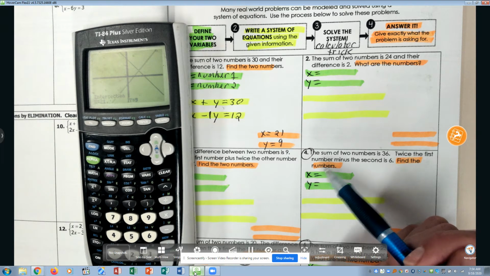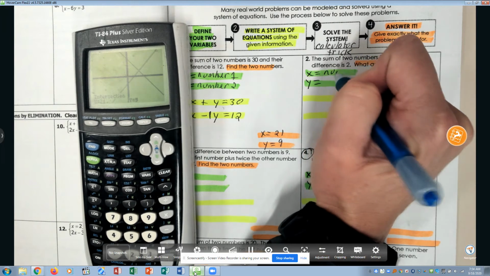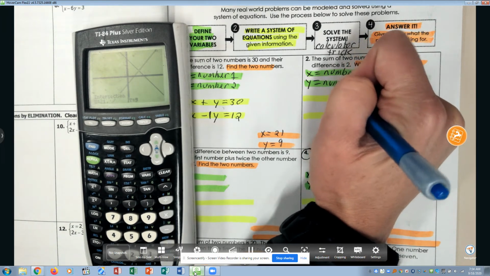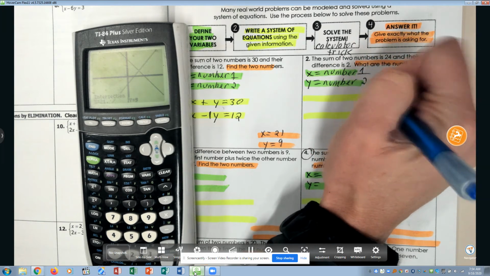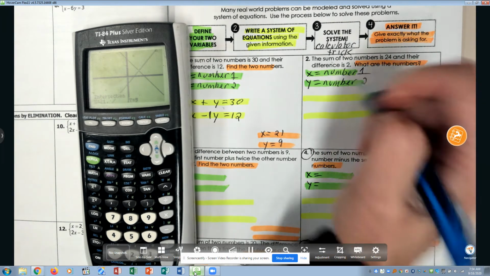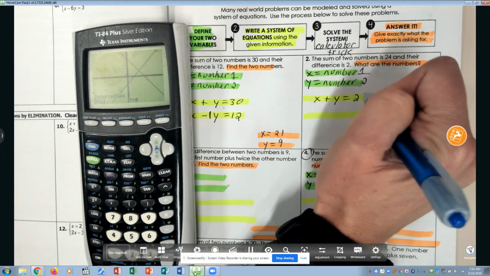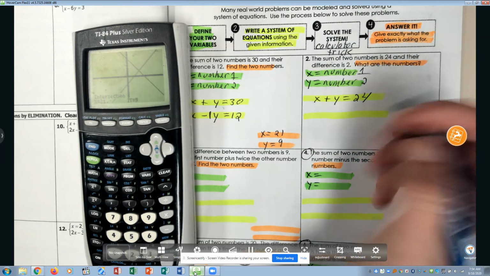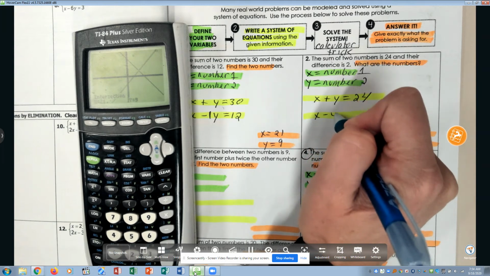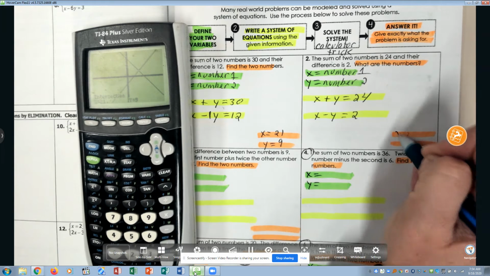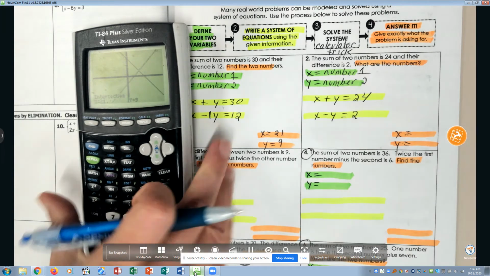Number 2. The sum of two numbers is 24, and their difference is 2. What are the numbers? Okay, so x is going to be number 1, and y will be number 2. Okay, the sum of the two numbers is 24, so x plus y equals 24. The difference is 2. x minus y equals 2. So what are the two numbers? That is what I'm trying to find out.